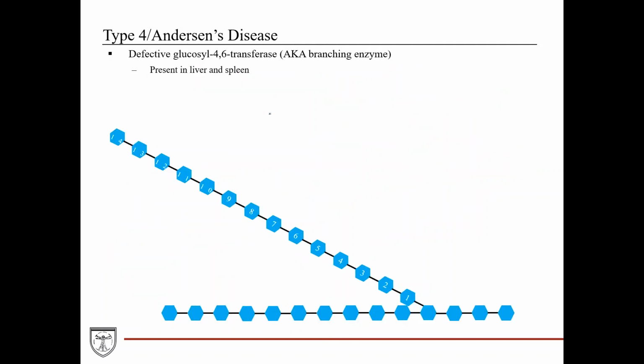So type 4 Andersen's disease is where you have defective glucosyl 4,6 transferase, which is more commonly known as branching enzyme, which is present in the liver and in the spleen, and I would say in muscle tissue as well. And we'll briefly review here what branching enzyme does.